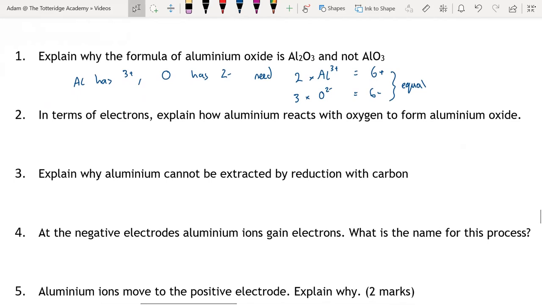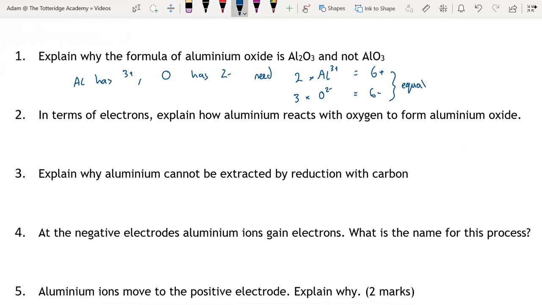In terms of electrons, explain how aluminium reacts with oxygen to form aluminium oxide. I love these questions. They give you tons of marks in the exam. They're pretty easy. You can answer them quite quickly. Don't get confused. This is not a question about electrolysis. This is about aluminium reacting with oxygen.